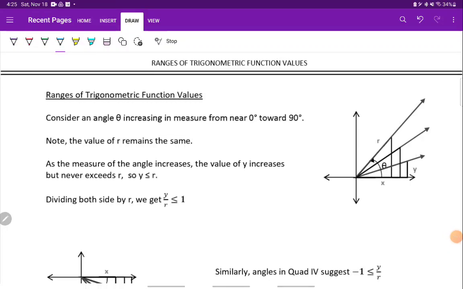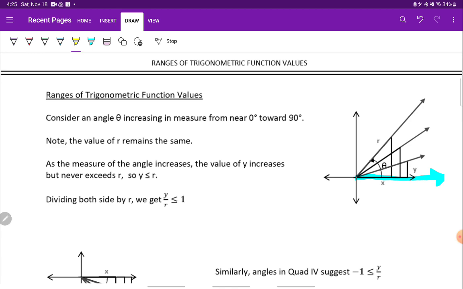In this video, we're going to be discussing the range values of our trigonometric functions. So consider an angle theta increasing in measure from 0 degrees towards 90 degrees. We're going to start here in standard position, and then our angle theta is rotating in this direction.